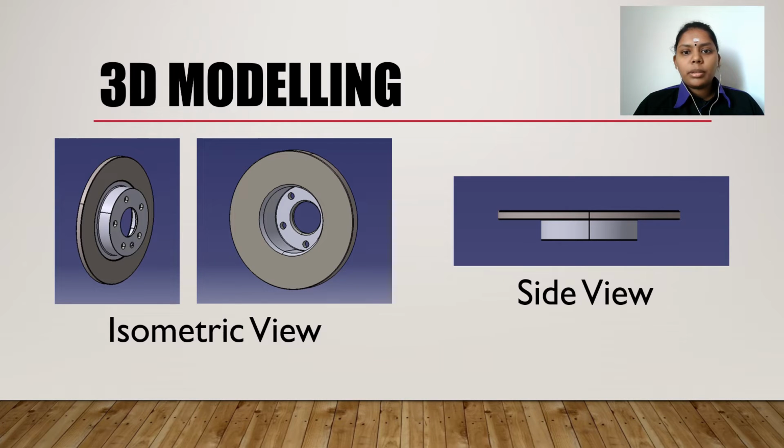This is our 3D modeling. It's to design and run the advanced machine process for the disc brake rear by using CATIA software. And this is the isometric view and this is the side view.